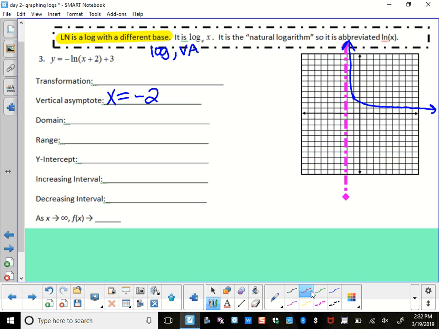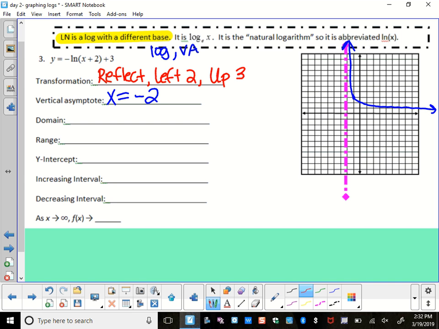Alright, my transformations, there are 3 of them. What are they? What's the negative tell me to do? Huh? Yep, reflect. What about the +2? Good. We're going left 2. And what about the +3? Nice. Okay. My domain is from left to right.